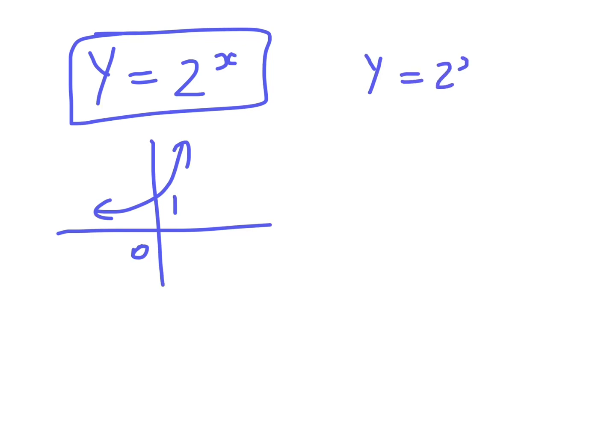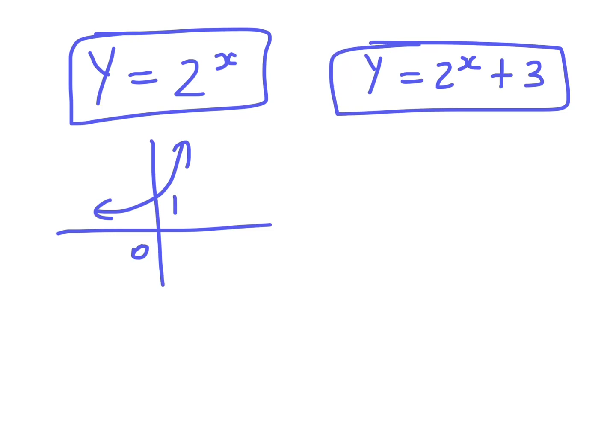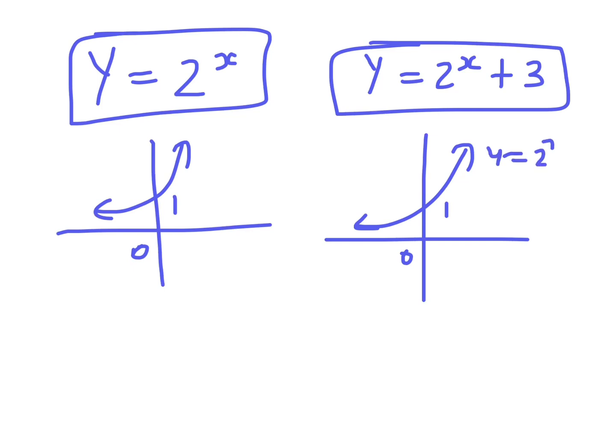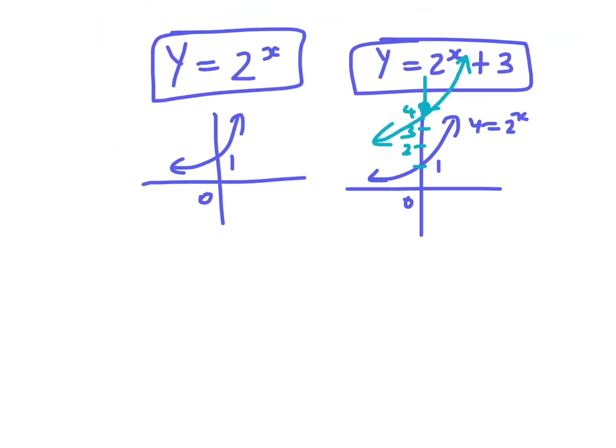If you add a number to y equals 2 to the x, say 3, then normally this is where it would be. That's y equals 2 to the x. And if you move that up 3, then that would be at 1, 2, 3, 4. Then it would go through 4. So it's the same graph. It just goes through 4.